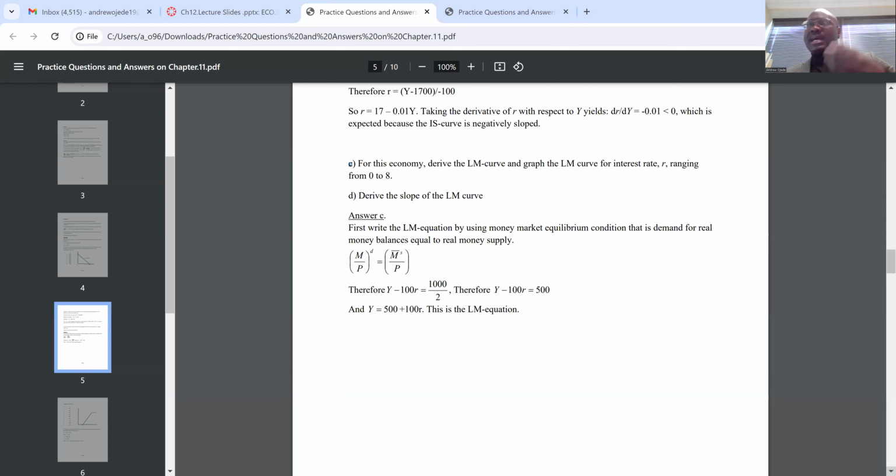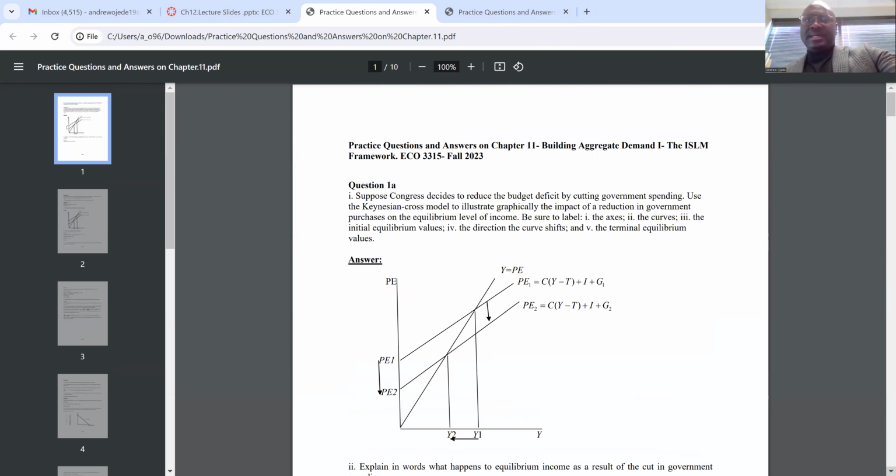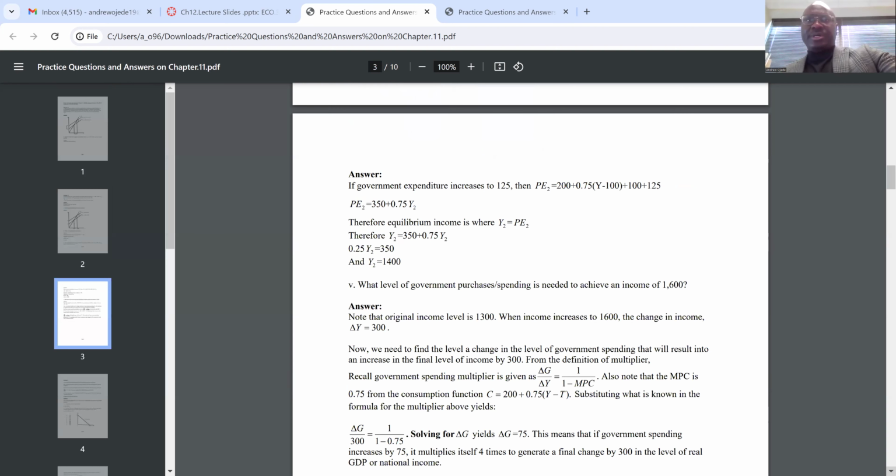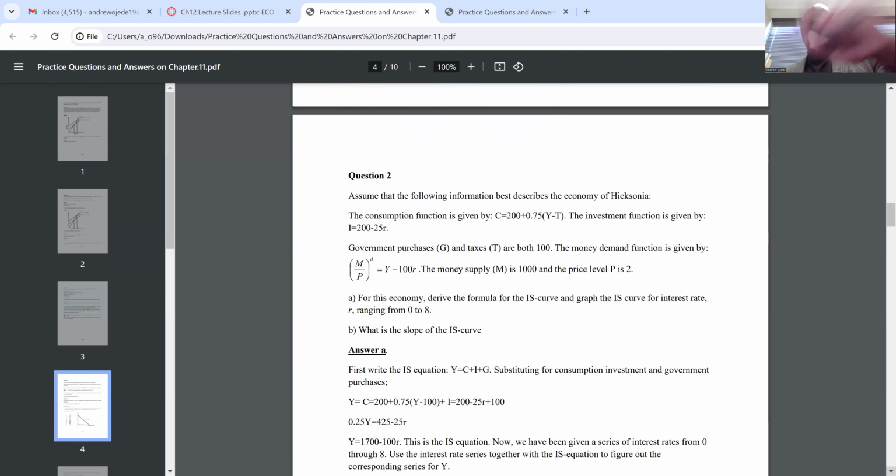Most of the time when I ask you to derive the formula for the LM curve, I would give you the money supply. In this problem, the money supply was given as 1,000, and I gave you the price level, which is 2. Then I gave you the money demand function. You go back to the problem up here. This is question 2, where you can see that the money demand function, MD over P, is given as Y minus 100R.